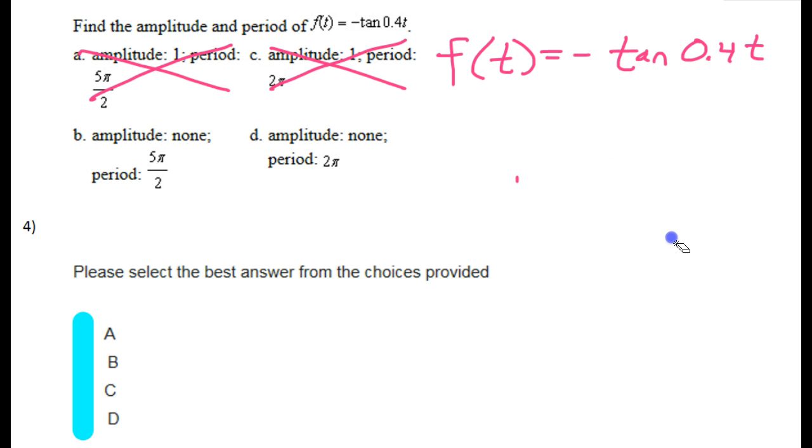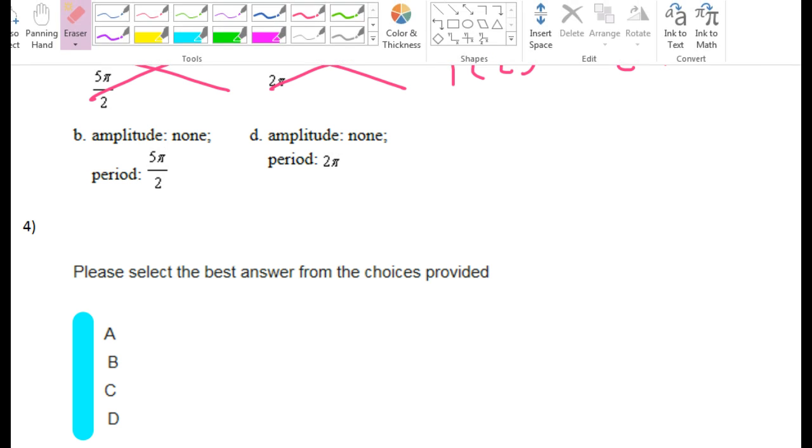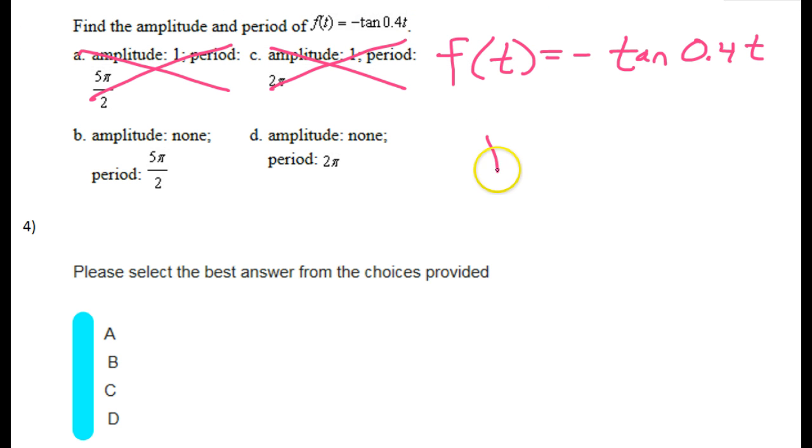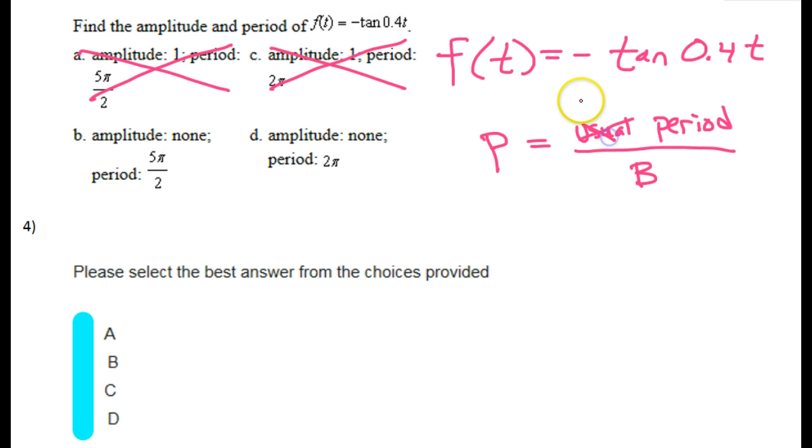Well, the b value leads us to the period, but we have to be very careful because the formula for period is really this. The period is equal to the usual period divided by the b value. When I say the usual period, I could have said the parent function period. The period when the b value is just a 1.